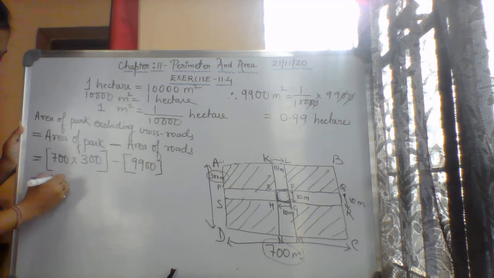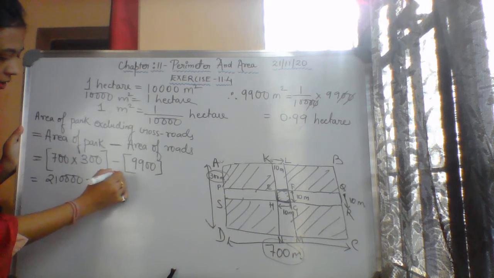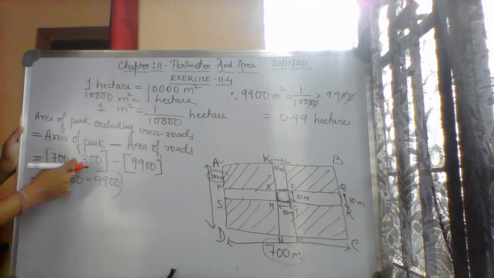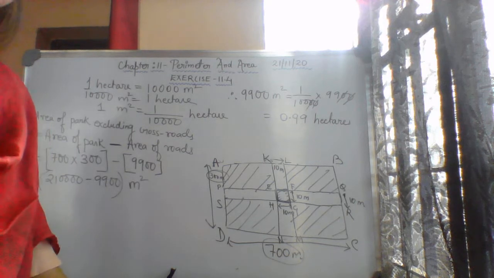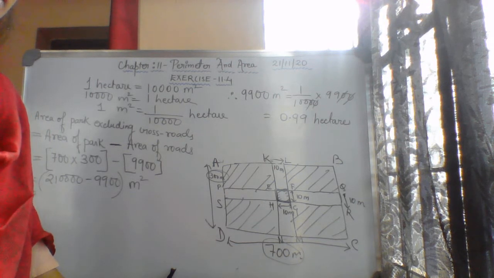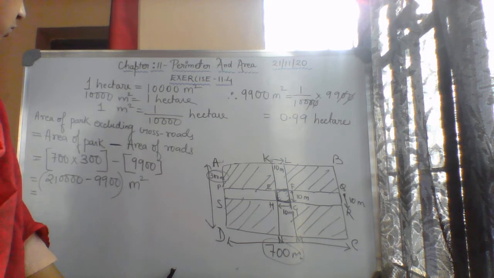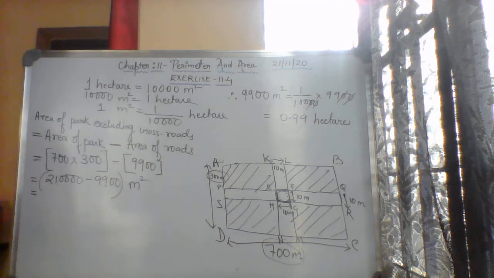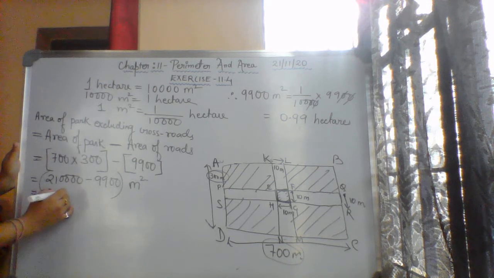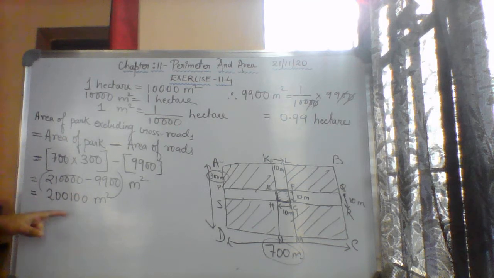Okay, so how much will it come? 7 3s are 21, 4 zeros, minus 9900, that much. This in meter square, this in meter square, that much meter square. Calculate fast, calculate that portion. Then again this answer we have to convert in hectare. So firstly calculate in meter square. 210,000 minus 9900, how much did it come? 200,100 meter square.